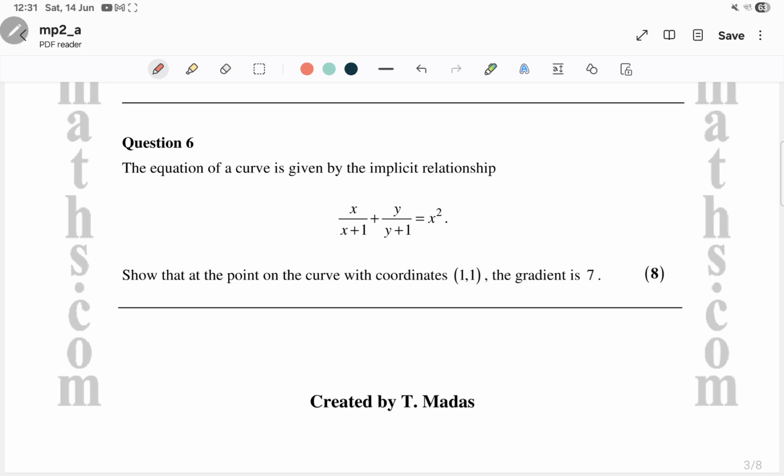Okay, so the next question is, the equation of a curve is given by the implicit relationship x over x plus 1 plus y over y plus 1 equals x squared. The implicit relationship means x and y are so mixed up that you can't split it into the form y equals f of x. If you can write y in terms of x, that means it's an explicit function.